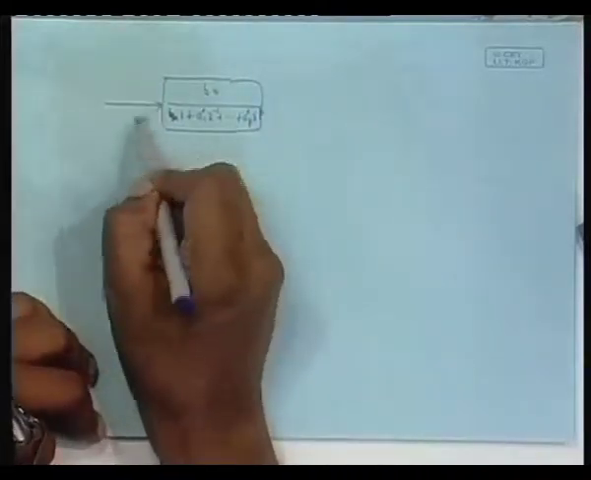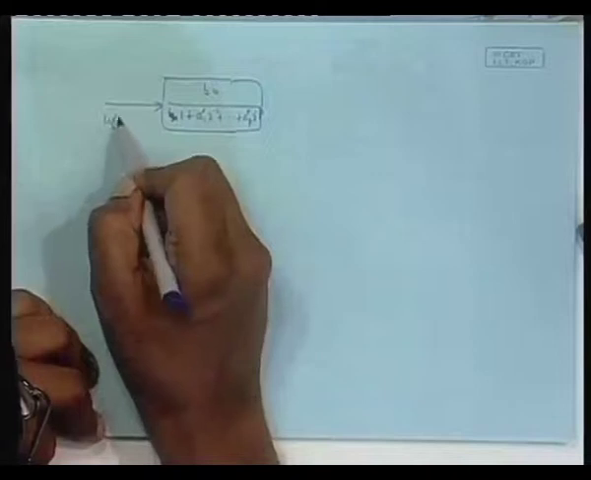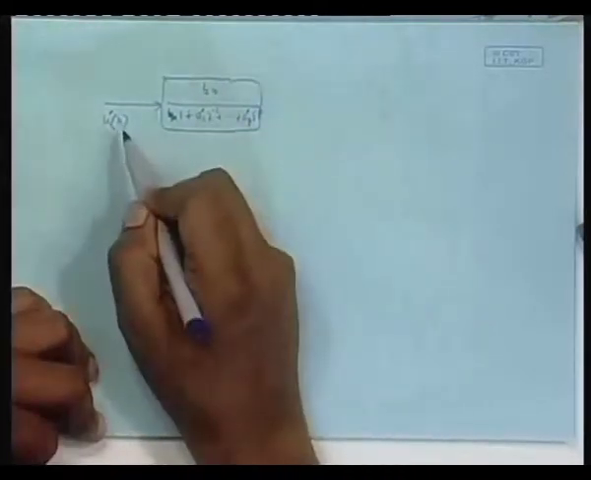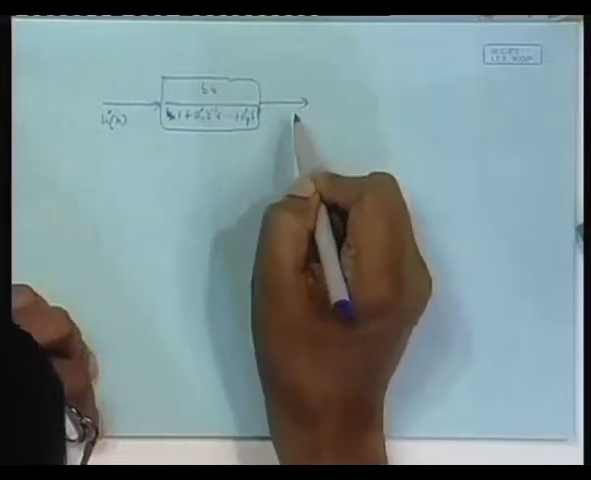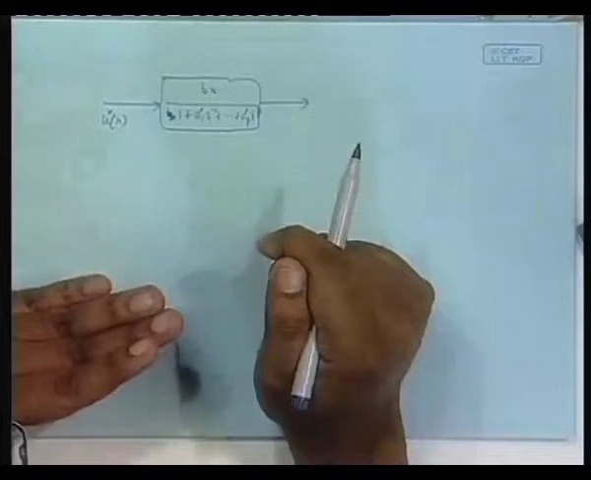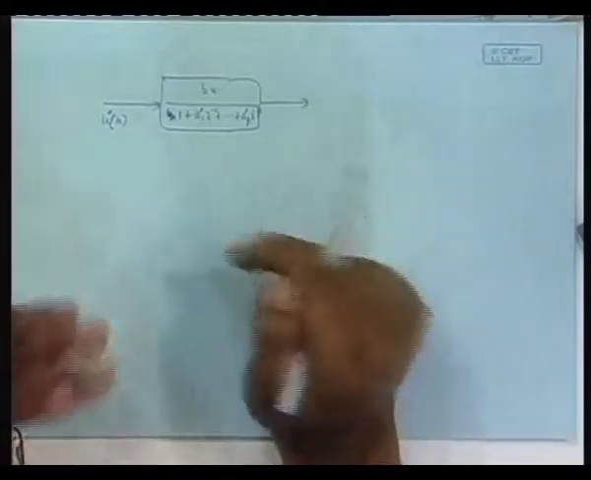This is driven by, I did this yesterday also, some process, say u[n] or maybe u'[n], which is a zero mean white process. Zero mean white process means what? Every two samples are uncorrelated and therefore they are orthogonal.